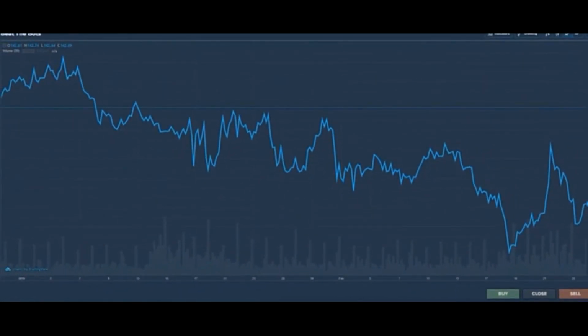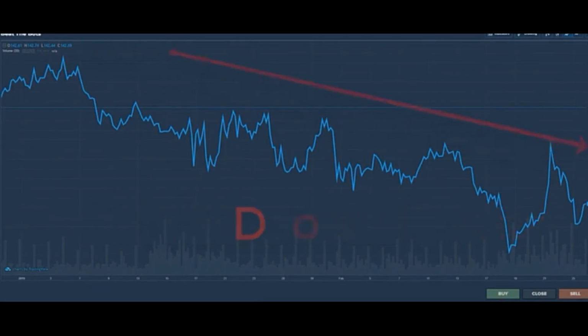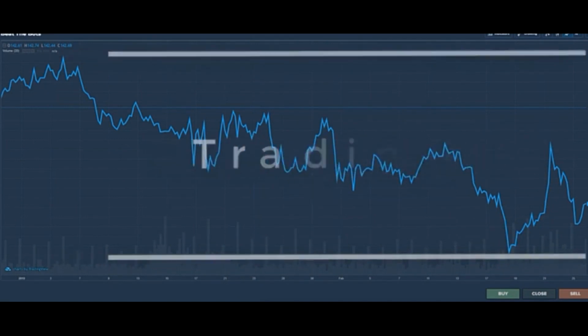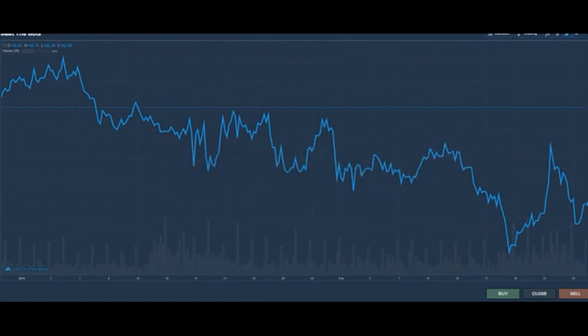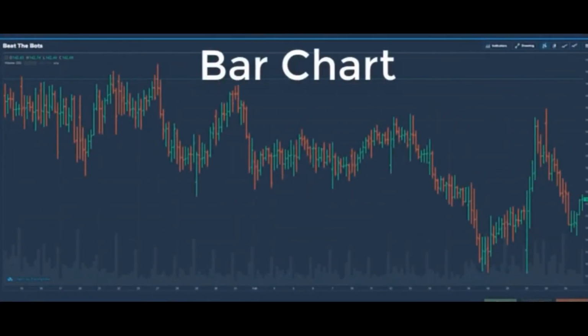When looking at a line chart, you can visually detect basic trends in prices along with the overall trading range where prices have traded over recent history. Because line charts only offer limited information, they are generally not widely used by traders in the markets. Let's move on to the next type of chart, the bar chart.